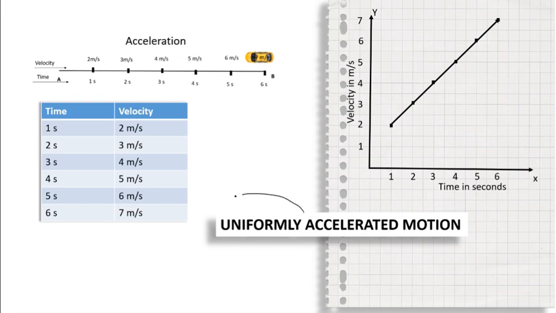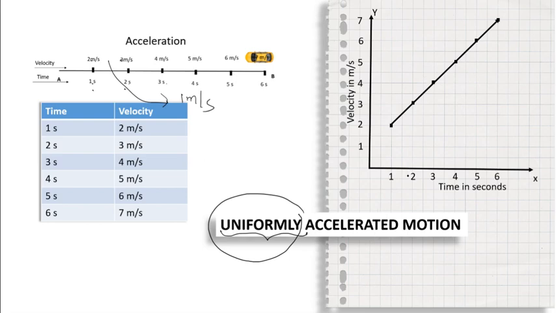Now why is it uniformly accelerated motion? Because between every two intervals of time, how much is the increase in velocity? 1 meter per second. That's why 2 meter per second became 3 meter per second, and so on. And that is why it is called uniformly accelerated motion. So please keep this in mind. This word is very important: uniformly accelerated motion.